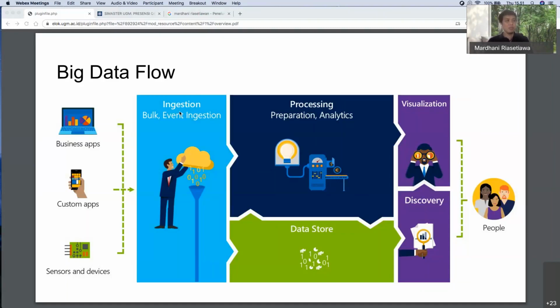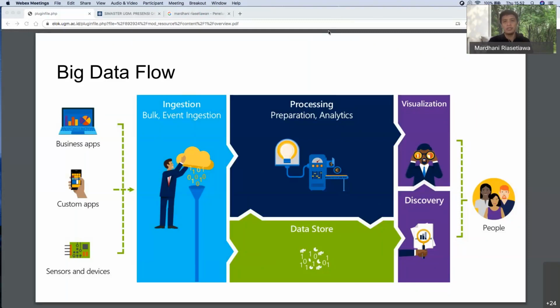So it is the same thing in big data. We cannot just collect the data, copy paste the data, fill in the storage and so on. We need to handle the data collection very carefully. So that's why ingestion is very important.